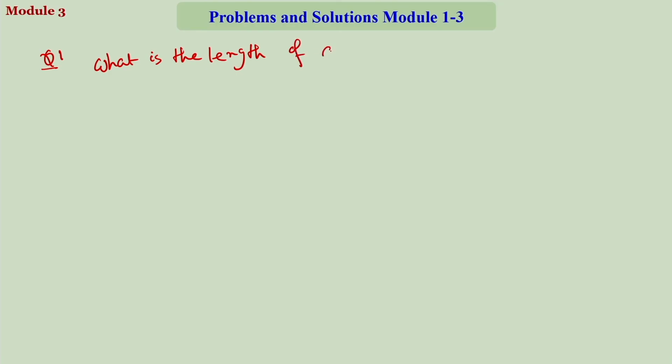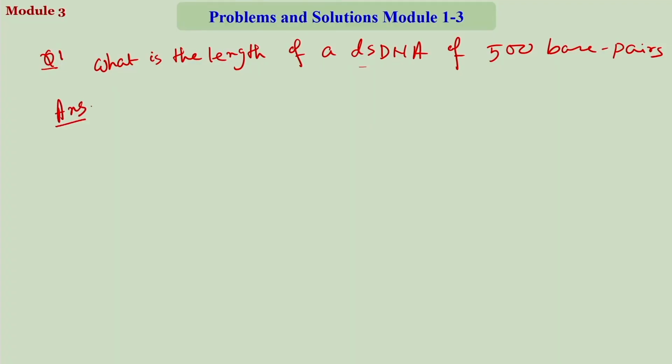what is the length of a double stranded DNA, dsDNA, of 500 base pairs? If a double stranded DNA has 500 base pairs in it, then what will be the length of that DNA? Of course, this is assuming that the DNA is straight in nature, or the double helix in nature. This is a very easy problem, you can solve it very quickly, I guess.